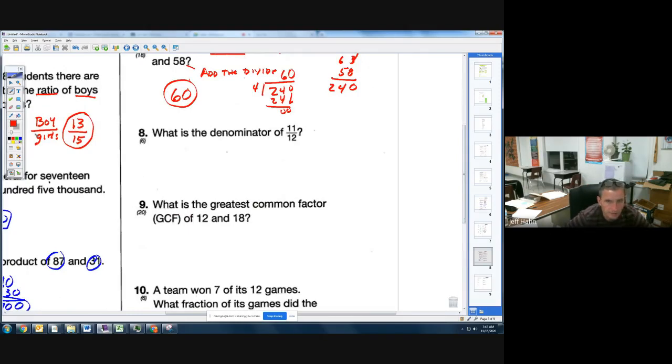Problem number 8 asks me, what is the denominator? Well, remember the top number is the numerator, and the bottom number, this 12 here, is the denominator.